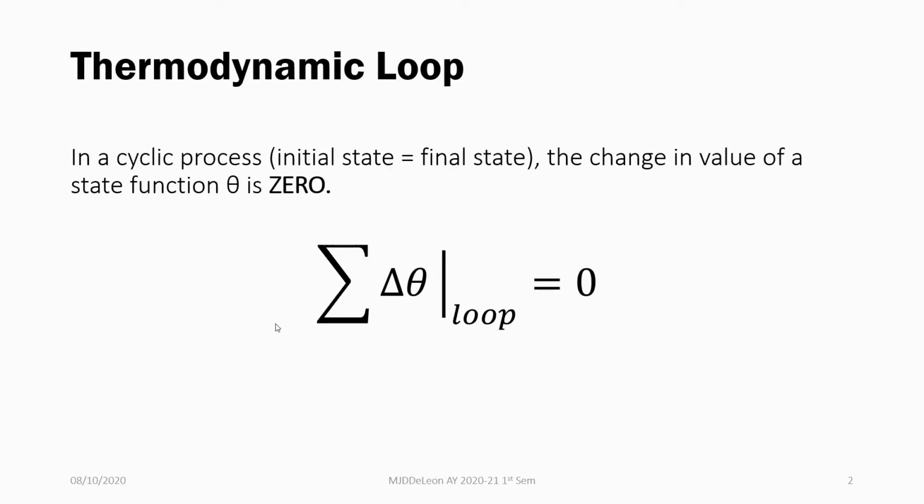Alam natin in a cyclic process, where the initial state is equal to the final state, the change in the value of a state function, theta, is 0. Or written mathematically, the summation of the delta theta in a loop is equal to 0. So we usually use the thermodynamic loop to find the enthalpy change or the entropy change or the free energy change of a reaction done at an elevated temperature.